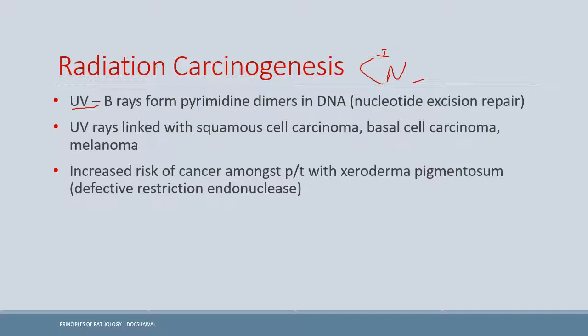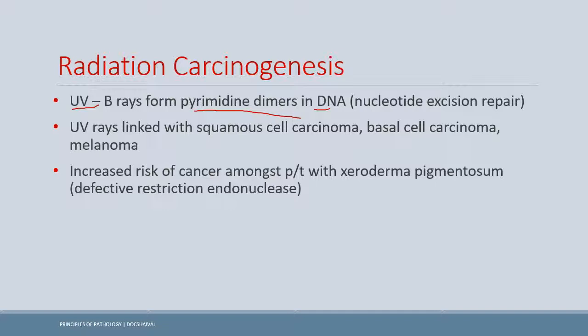Now we have the UVB rays, and what UVB rays do is that they form pyrimidine dimers in the DNA, and this is particularly important because these pyrimidine dimers are what cause the problems. Normally the pyrimidine dimers are repaired by nucleotide excision repair, but non-ionizing radiation like UV rays has more tendency to tilt toward damage than repair, and that would lead to cancer.